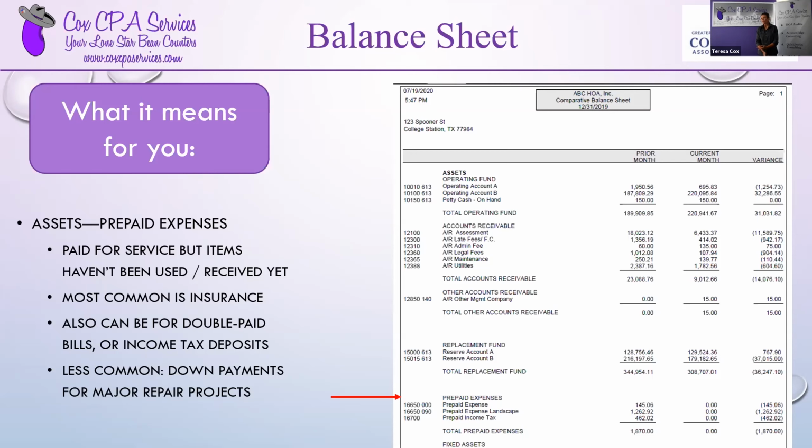Another example we've seen a lot lately is people prepay their patrol or their security for some reason. So we're seeing a lot of this where, say in December, you'll pay your January patrol services or security services. So then at December 31st, that's going to be prepaid.